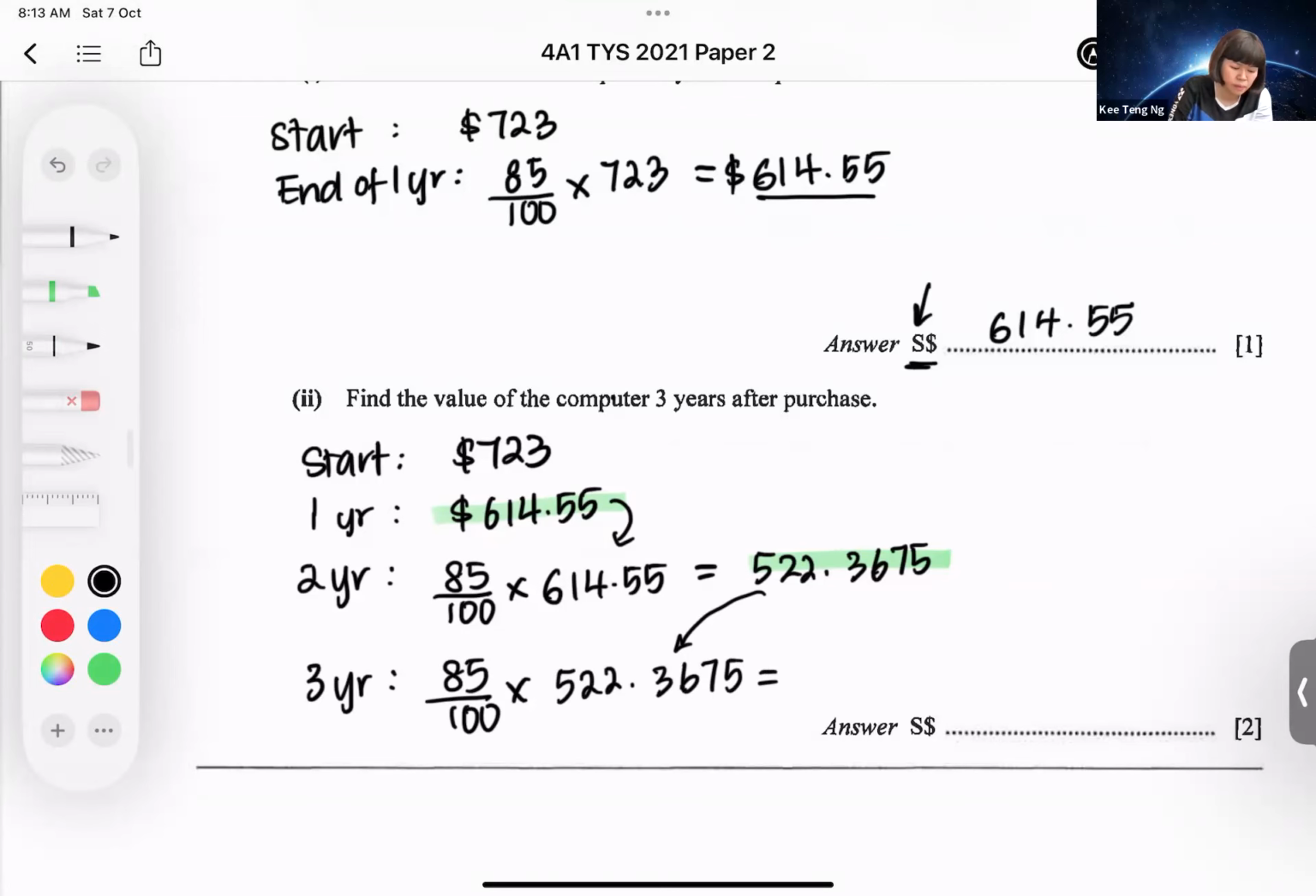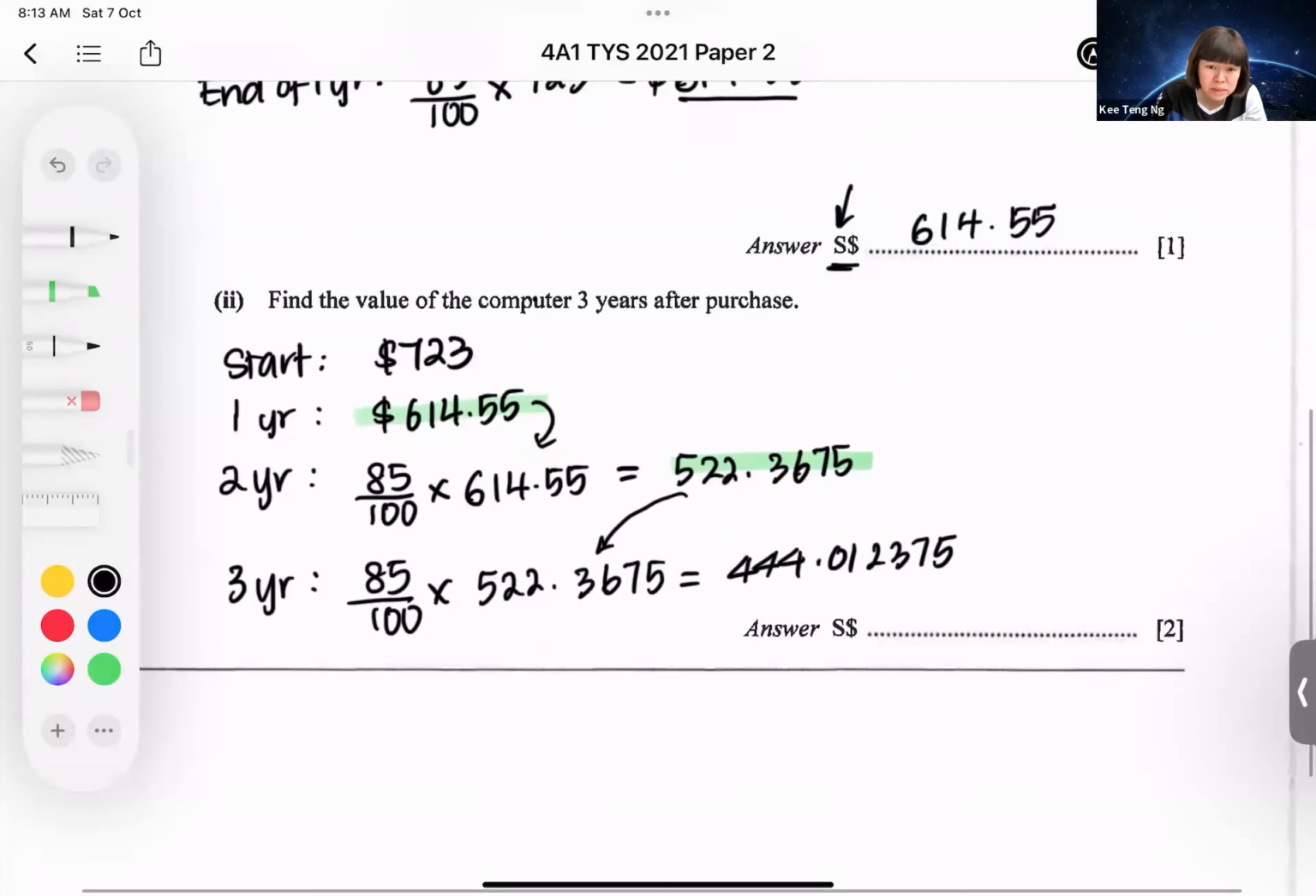This gives me the answer, 444.012375. Since this is talking about money, we round this off to 2 decimal places, so there'll be 444.01. Okay, have you gotten the concept?